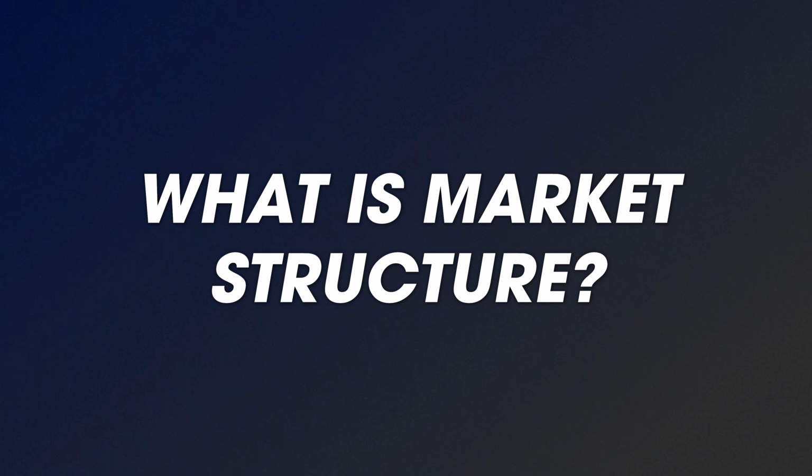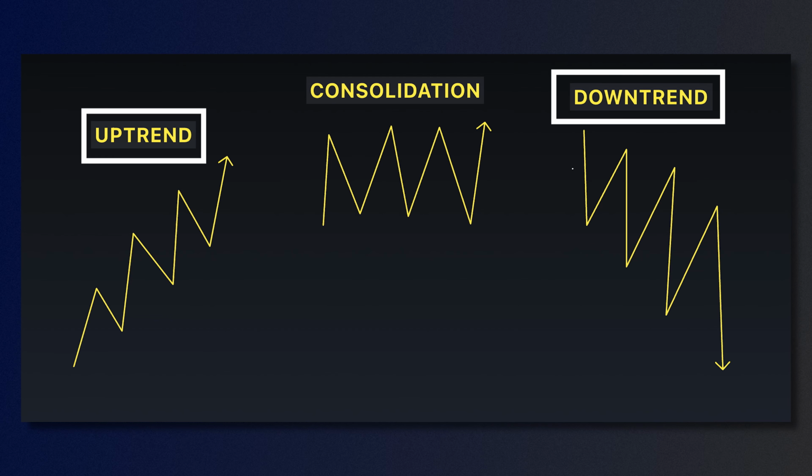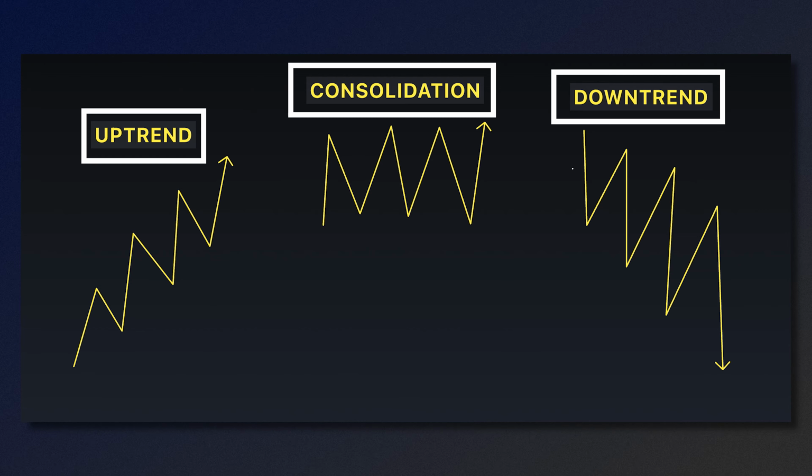So first of all, what is market structure? Well, market structure is just the way markets move, and it usually has 3 distinct phases. The first is an uptrend, so higher highs and higher lows. Next is a downtrend, so lower lows and lower highs. And in between, there's usually a consolidation, so a sideways market, which acts as a transition between the two. And this is universal to any market.